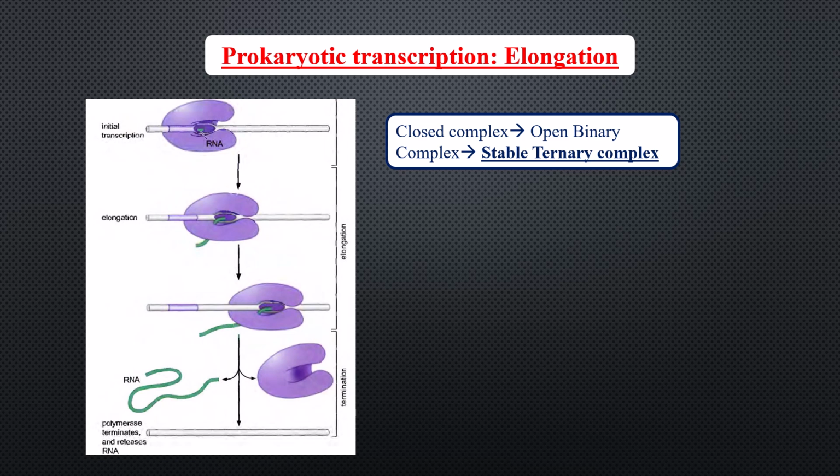polymerase, with the help of sigma factor, starts as a closed complex bound to the promoter region. Then it transitions into an open binary complex by the process of isomerization. And ultimately, once the polymerase becomes active, it forms a stable ternary complex, which will include the RNA polymerase enzyme, DNA template, as well as the RNA transcript.